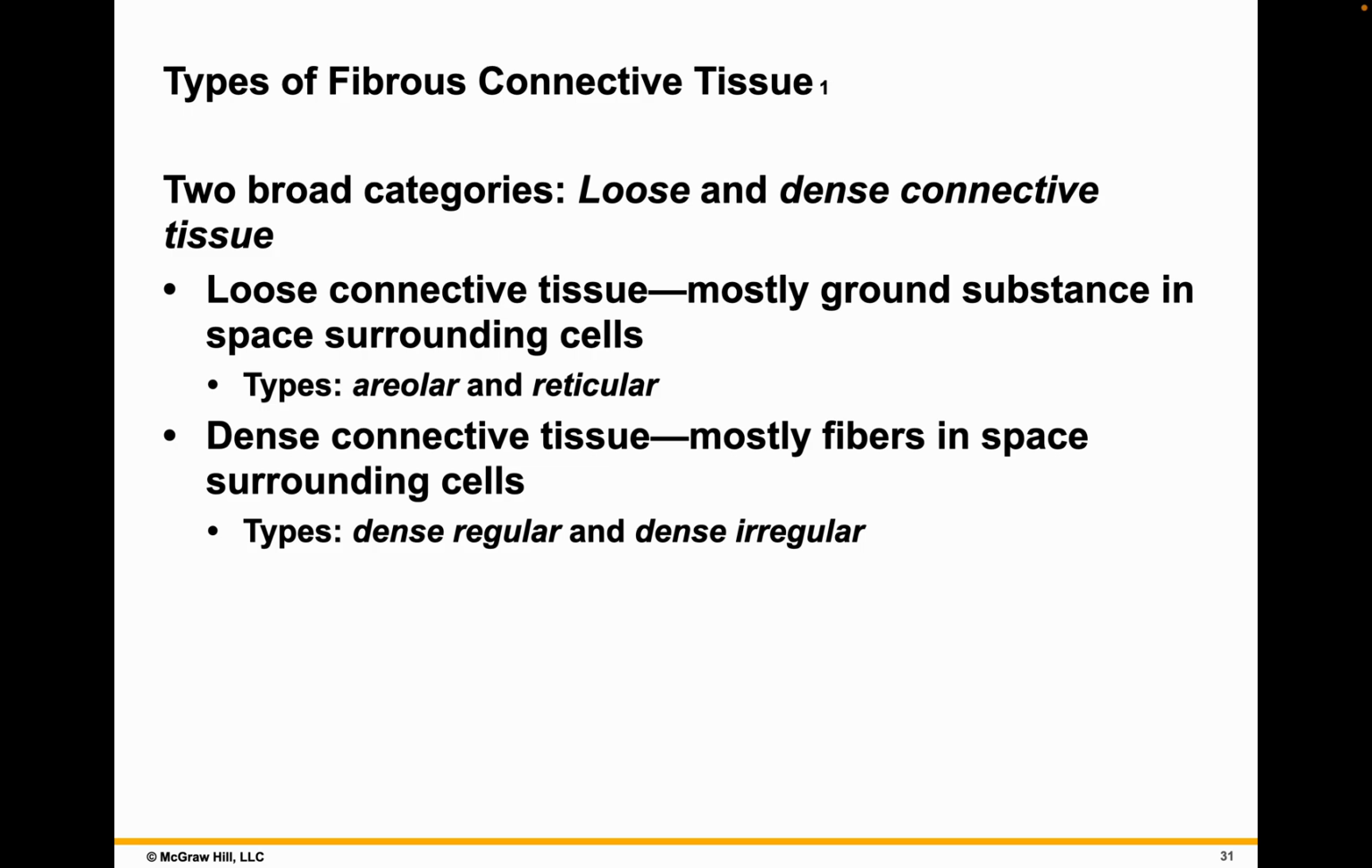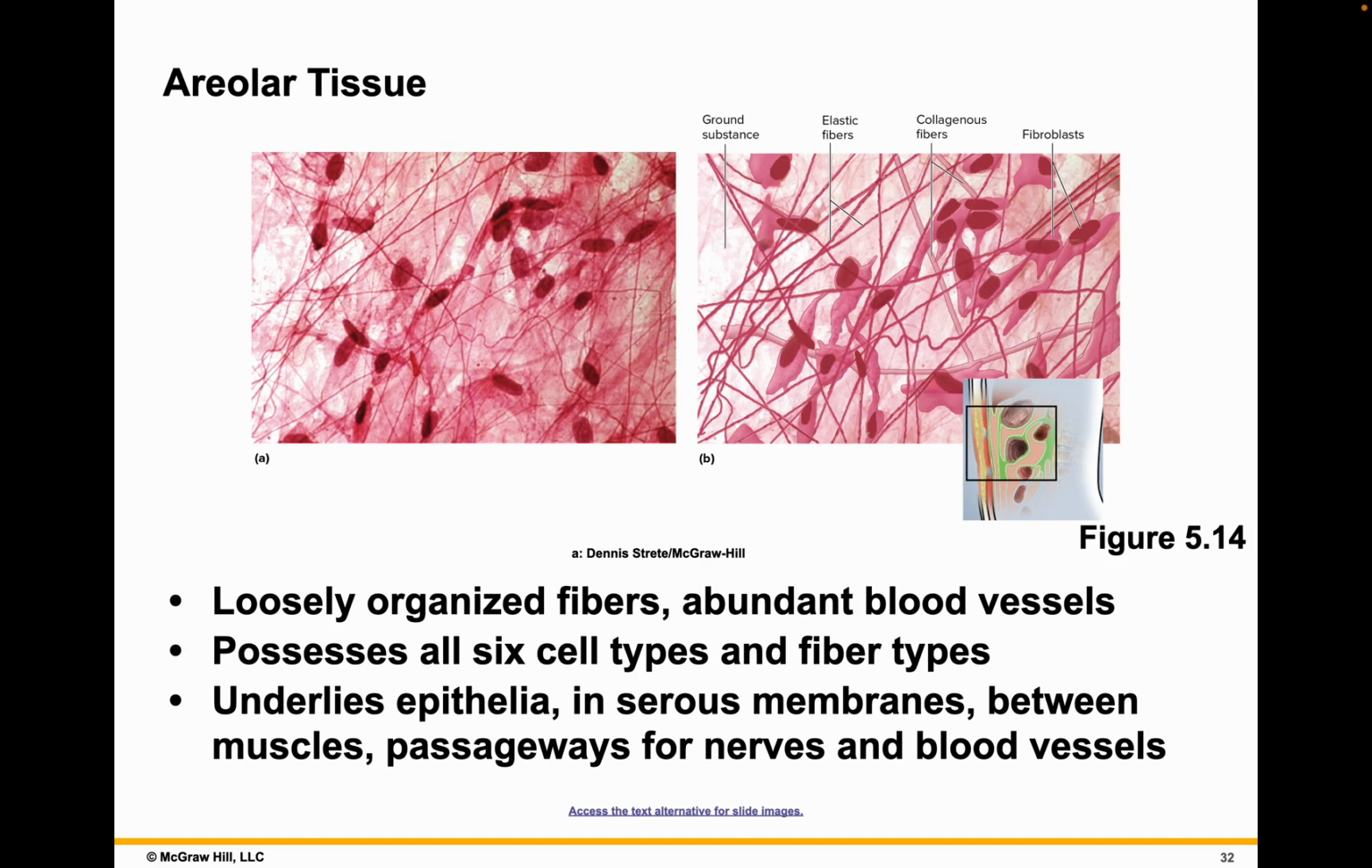So fibrous connective tissue can be broken down into two large categories, loose and dense connective tissue. The loose connective tissue is mostly ground substance in the space surrounding the cells. Two good examples of this are areolar and reticular tissues. The dense connective tissues are mostly fibers in the space surrounding the cells. So mostly fibers or mostly ground substance. The dense can be dense regular or dense irregular.